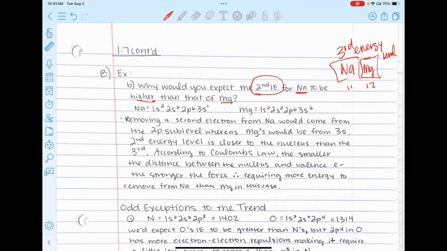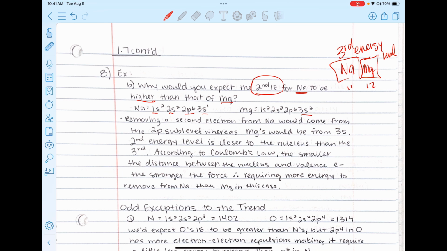Since we're looking at ionization energy, which is dealing with the forming of ions, hence ionization energy, let's go back to what we did before. Let's have a look at those electron configurations. For sodium, we've got 1s2, 2s2, 2p6, and 3s1. Magnesium is the same, except we end in 3s2.